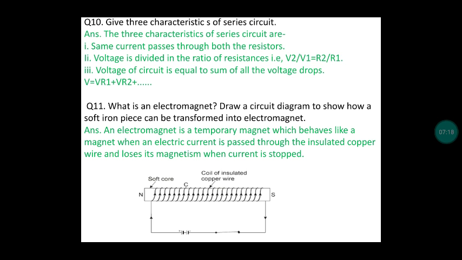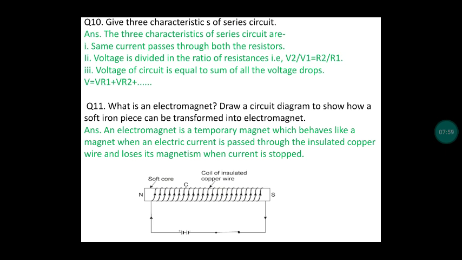Give three characteristics of series circuit. The three characteristics of series circuits are: the same current passes through all the resistors. Voltage is divided in the ratio of resistance, that is V2 divided by V1 equal to R2 divided by R1. Next, voltage of the circuit is equal to the sum of the voltage drops, that is V equal to VR1 plus VR2 plus VR3 plus so on.